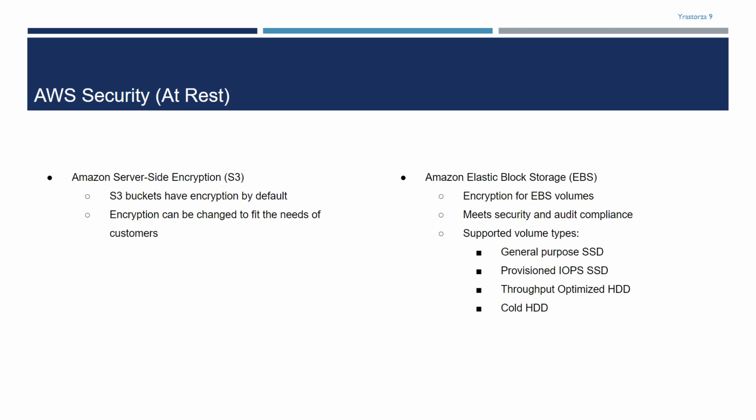And I'm going to be talking about the Amazon Elastic Block Storage, the security that it provides. So you can encrypt EBS volumes as needed. You are also able to meet the security and audit compliance requirements for HIPAA, especially since our customer deals with patient records. And then there's many different supported volume types: general purpose SSD, provisioned IOPS SSD, throughput optimized HDD, and cold HDD.